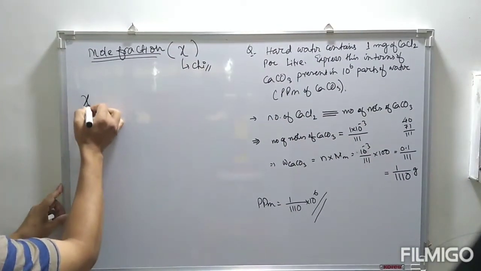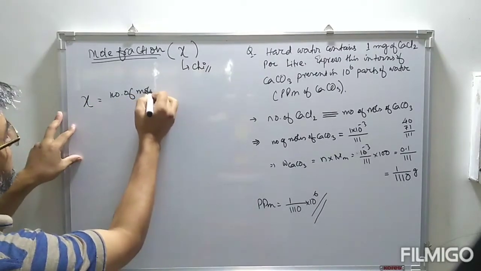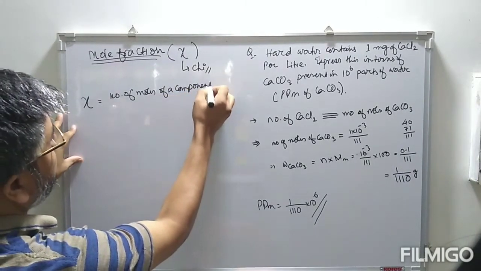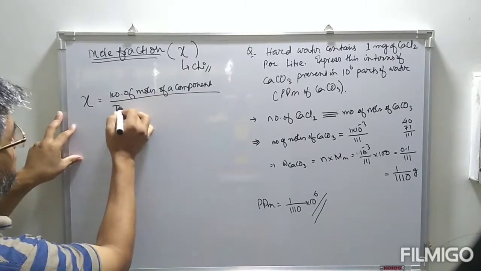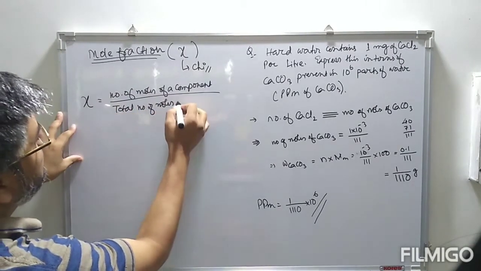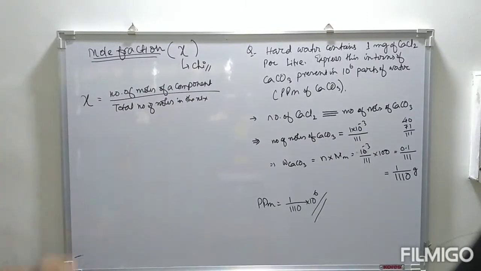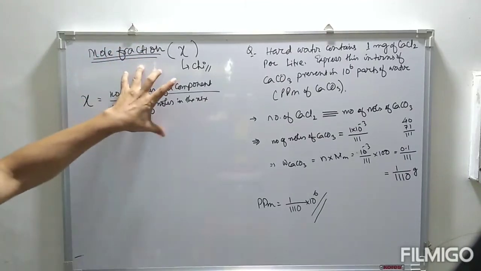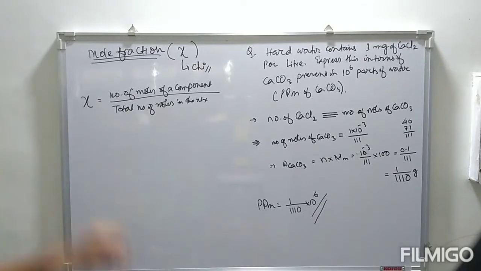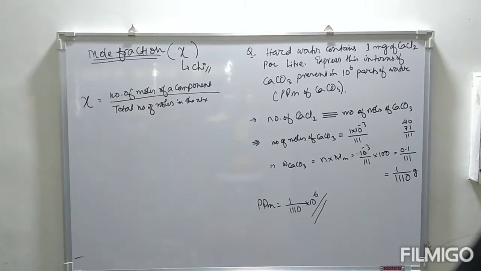So mole fraction is defined as number of moles of a component divided by total number of moles in the mixture. So moles of any given component divided by total number of moles of components present in the solution, that is defined as mole fraction. So we have a fraction. Summation of fractions is always 1.